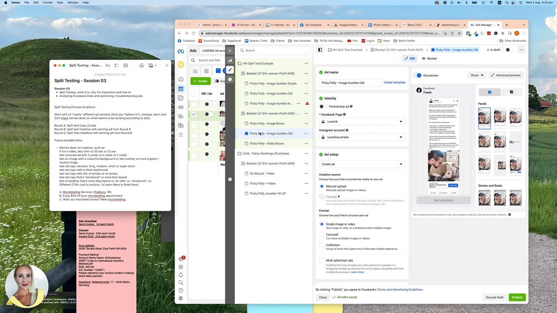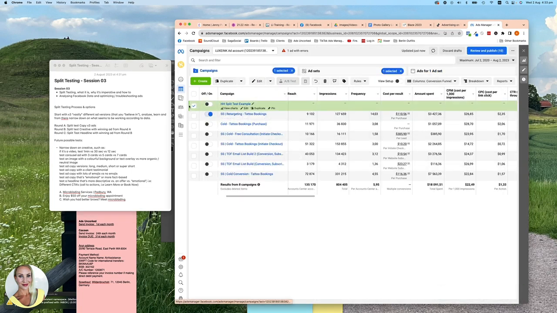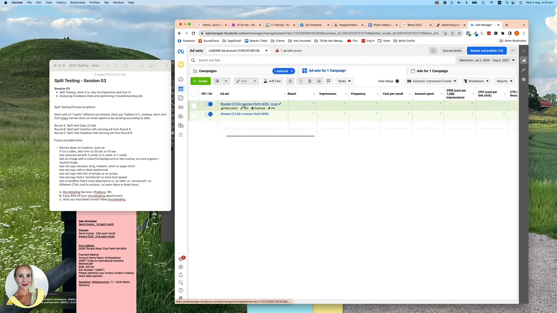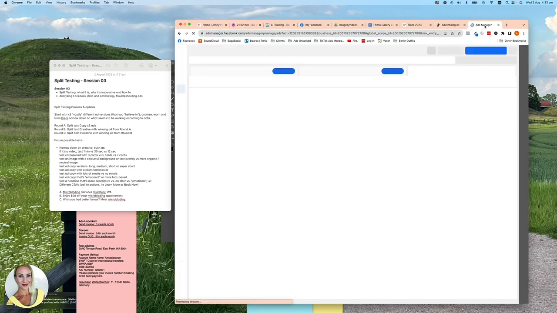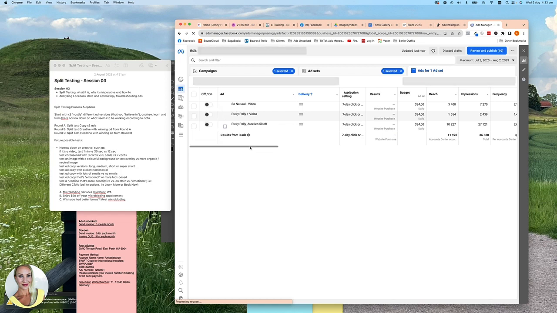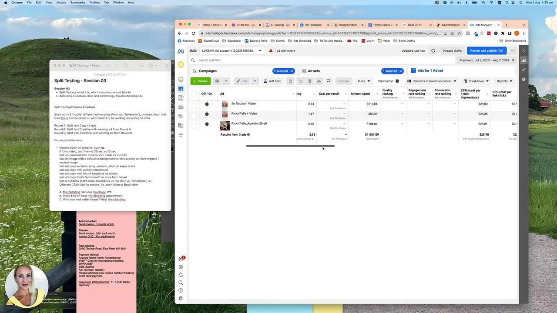And then I run those three copy angles with the same image, the same call to action and the same headline. And then I look at the data and I see, after a few days, which one seems to be getting a better click-through rate. So again, let me use an example. We'll go with this one here that you had previously run.